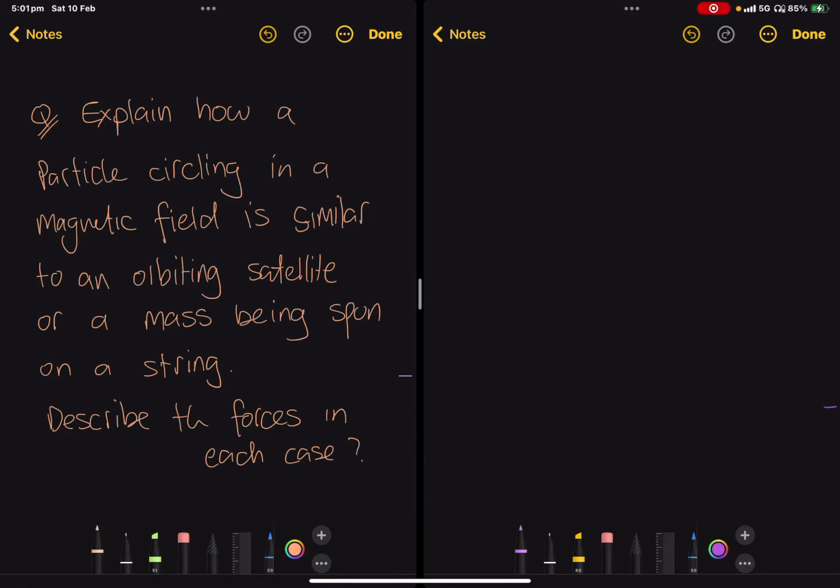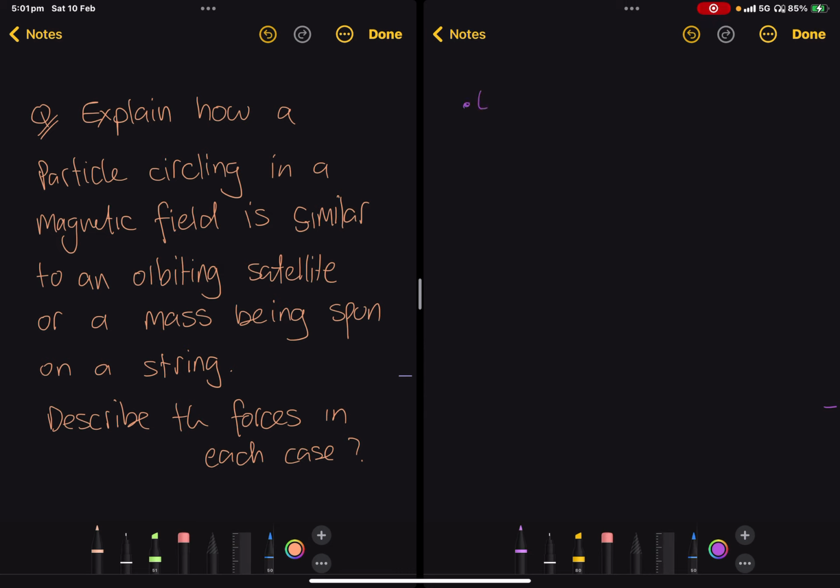Okay, so we're going to have a look at another question from the topic of electromagnetism. We're asked, explain how a particle circling in a magnetic field is similar to an orbiting satellite or a mass being spun on a string. Describe the forces in each case. Okay, so how are they similar?